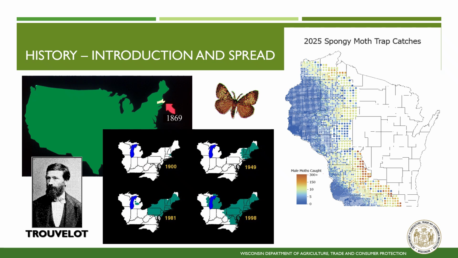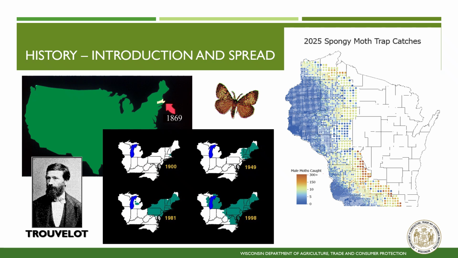In 1882, the area experienced its first outbreak of spongy moth on his street. The same year, he moved back to France. Spongy moth has been spreading ever since. Check out the map of the northeastern U.S. showing spongy moth's progression over the past 150 plus years.